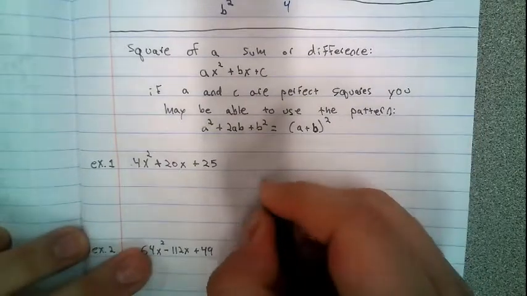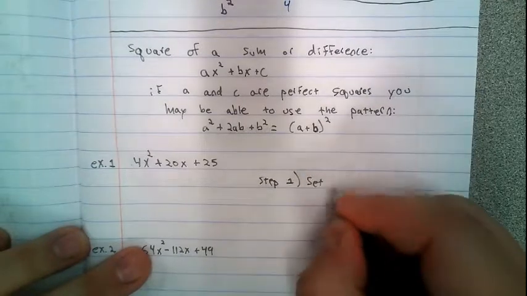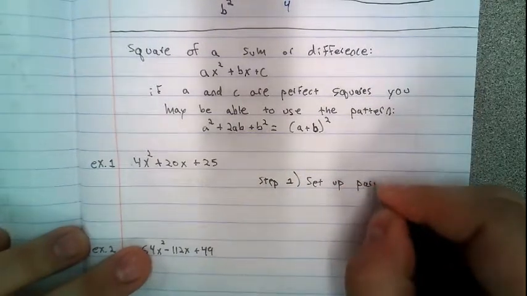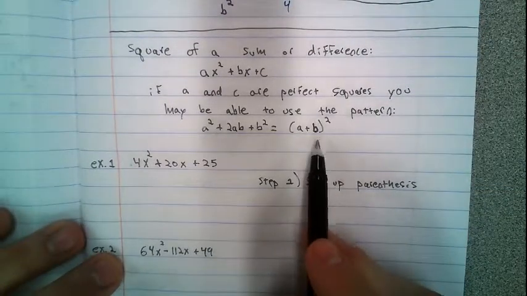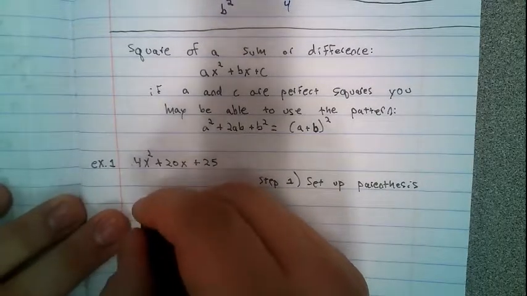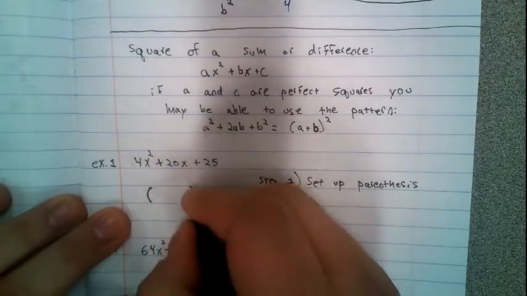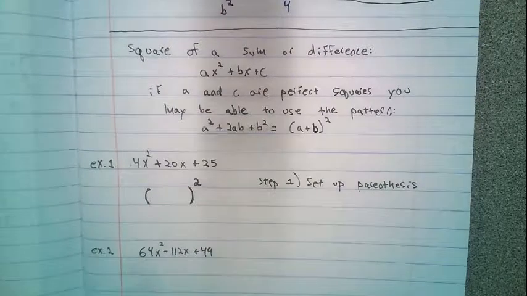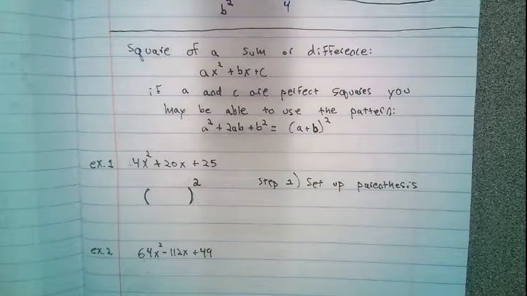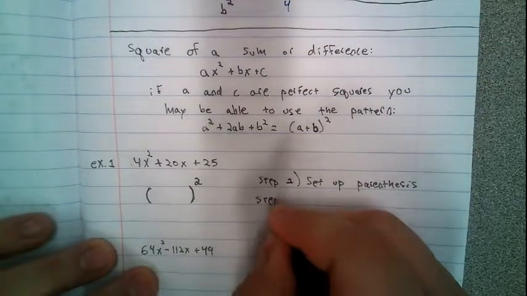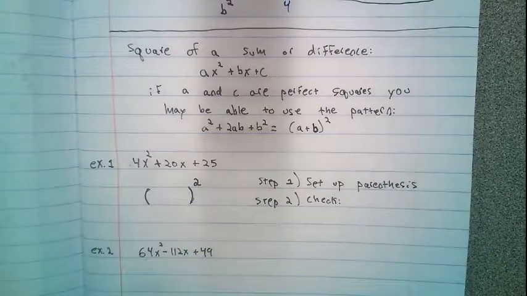The first step is to set up the parentheses. Now the parentheses are going to look like this. So my parentheses are going to look like just a set of parentheses with a squared. Now what goes inside, that's what we have to find out. So step 2 is kind of the check to make sure the pattern works.